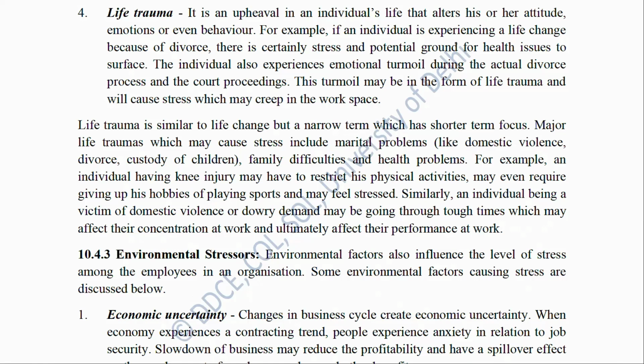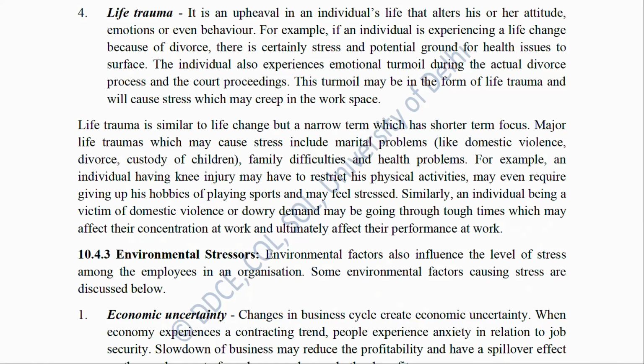Life trauma is similar to life change, but a narrow term which has shorter term focus. Major life traumas which may cause stress include marital problems like domestic violence, divorce, custody of children, family difficulties, and health problems. For example, an individual having knee injury may have to restrict his physical activities, may even require giving up his hobbies of playing sports, and may feel stressed.